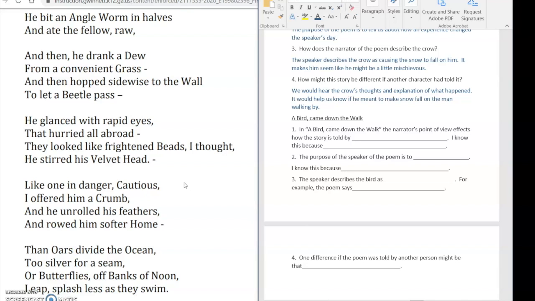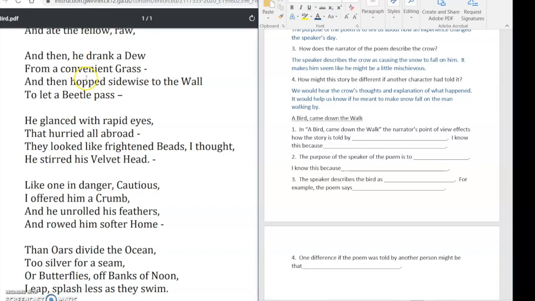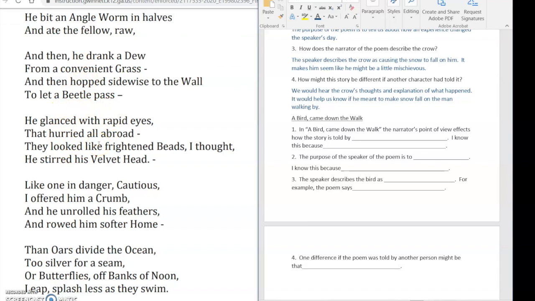So in this poem, just a little explanation. There is a speaker, the narrator is watching this bird and describing the actions, from eating a worm to drinking some dew. Then the bird starts acting kind of funny or cautious, maybe like it's scared. The speaker tries to feed the bird, and then it flies off. And it's describing how kind of softly and seamlessly the bird flies.